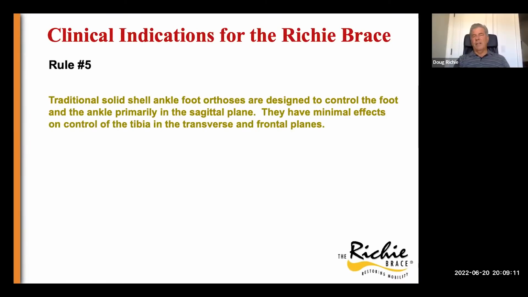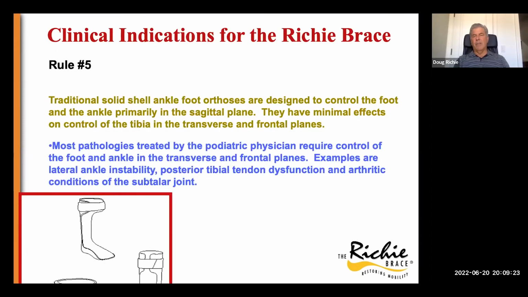Solid shell ankle foot orthoses, which are still very popular around the world, don't have an ability to control what we call translational motion, and they primarily control sagittal plane motion. What we've learned is that these posterior shell type AFOs have little ability to control frontal plane and transverse plane deformities, such as adult acquired flat foot.